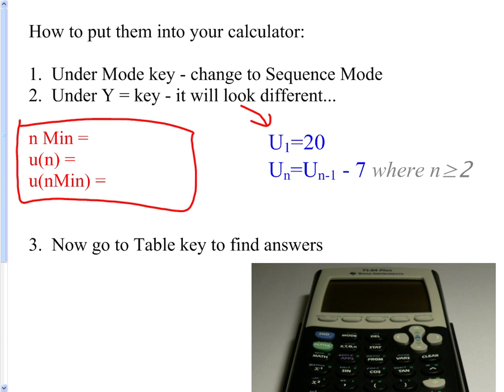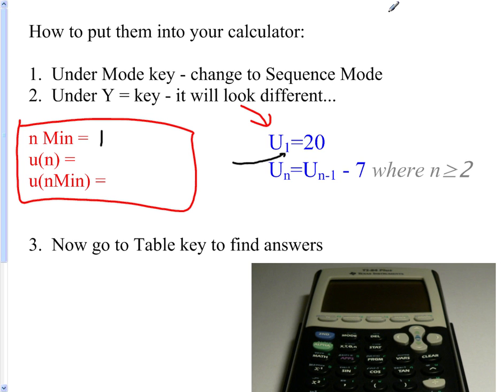All right. When it says n min, what it's asking for is what is the smallest n? And n is the little number that's the sub number. So that's our smallest one. It's our first one. And so our n min is 1. And it probably is already in your calculator. It's defaulted to that. Okay.